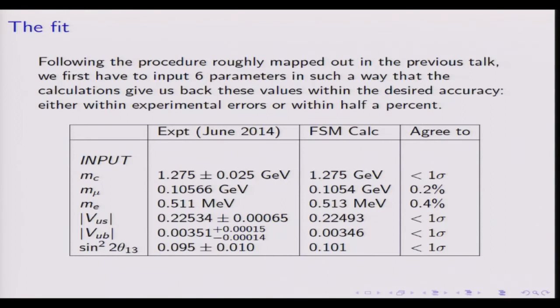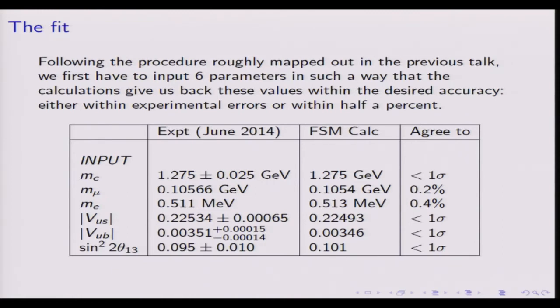Okay, so following the procedure that I've just roughly mentioned, in the previous talk as well, we have to first input six parameters to fix the seven in our theory. But of course they are not the same parameters. So we must make sure that if we input these parameters, we actually get them back to a reasonable accuracy. And what we got was that for the c, it's less. It's within error.